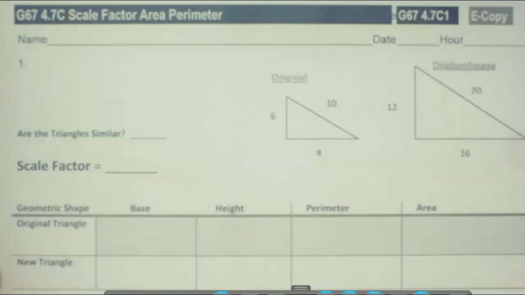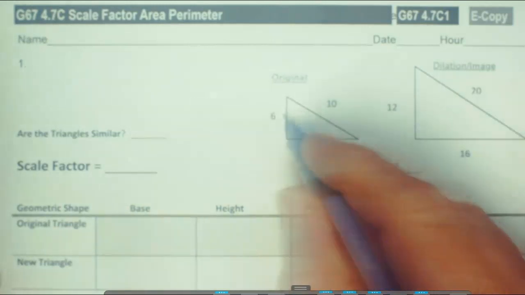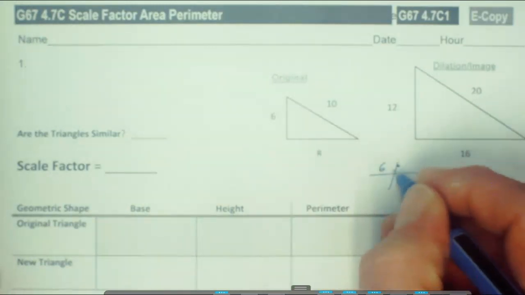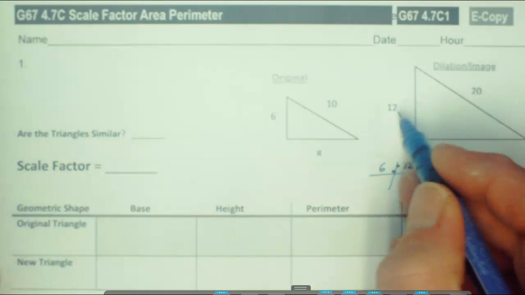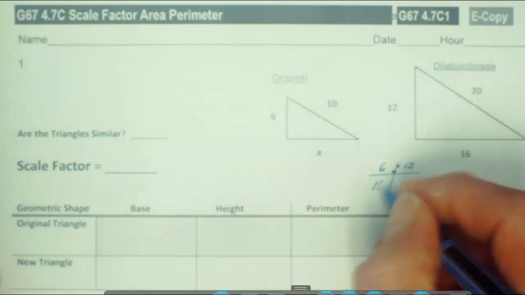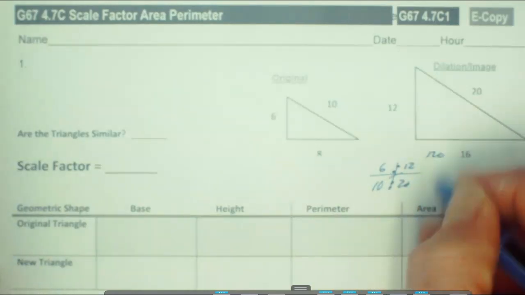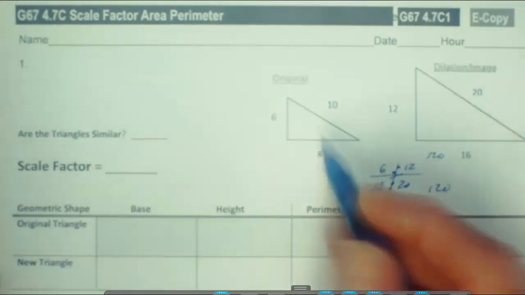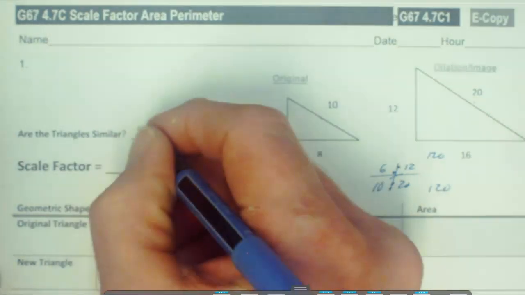First of all, we have to determine whether or not our images are proportional. Here we've got our original, and here we've got our dilation. We can look at the sides, and this is looking at a proportional relationship. So 6 is to 12, looks like a 1 to 2 relationship, right? As 10 is to 20. We could check cross products and see that these are both 120, but we can just see that this side doubles, this side doubles. So yes, they are proportional.